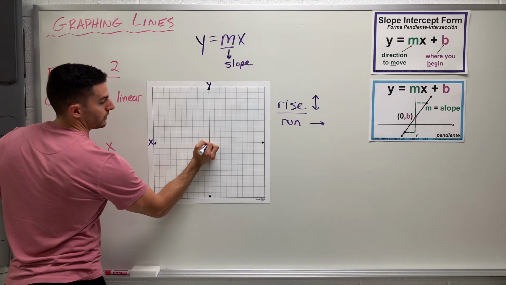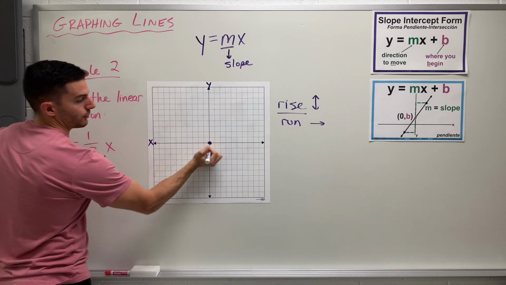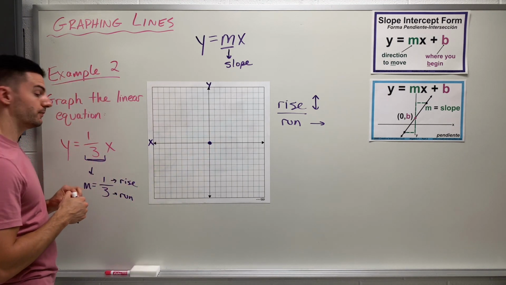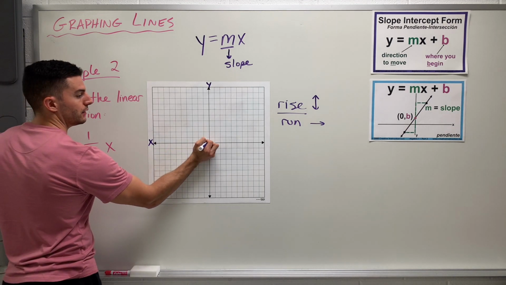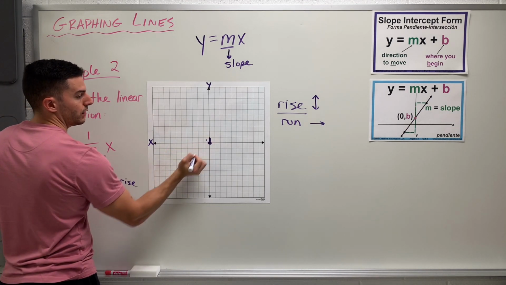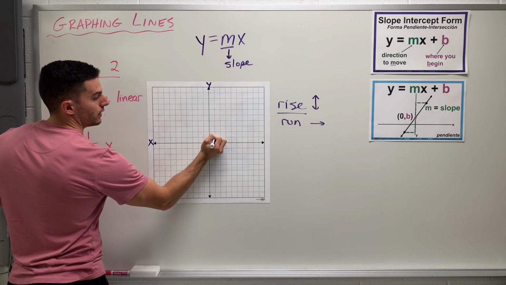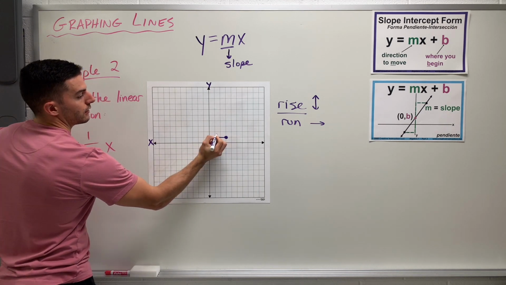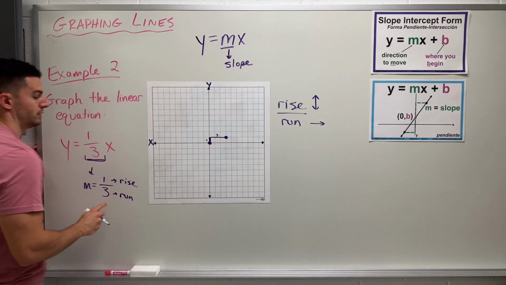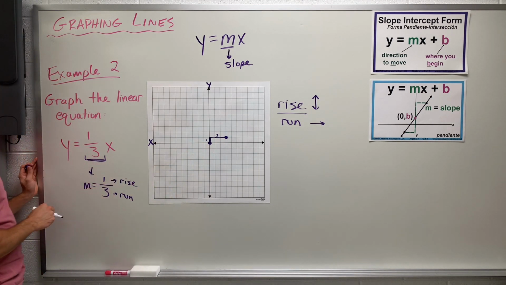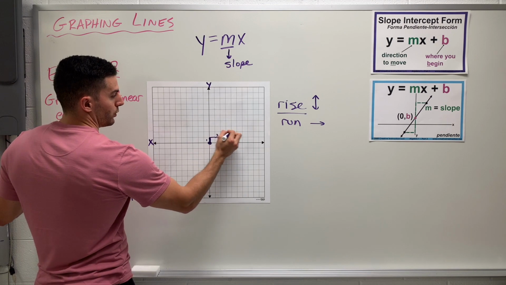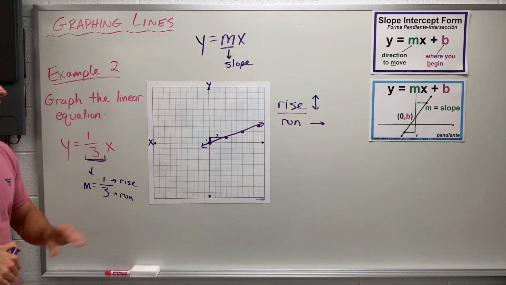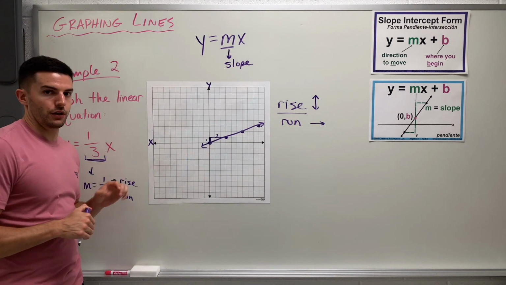And so again, for these, let's just start right in the middle. That's kind of the default place to start, at the origin point. And then let's move that many spaces. So I move up 1, because that rise number is 1. And then I move right 1, 2, 3. Up 1, right 3. Okay? And that's where that point would be. And then up 1, right 3 again. There would be my line y equals 1/3 x.